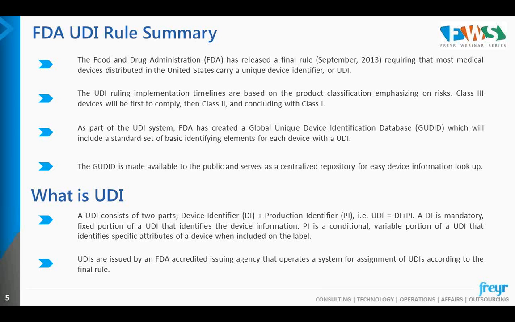In September 2013, the FDA released their final rule after many years of looking at this initiative, requiring most medical devices distributed in the United States, which could be manufactured anywhere around the world, to carry a unique device identifier, known as the UDI. This is a phased implementation over the various classes that we'll talk about.